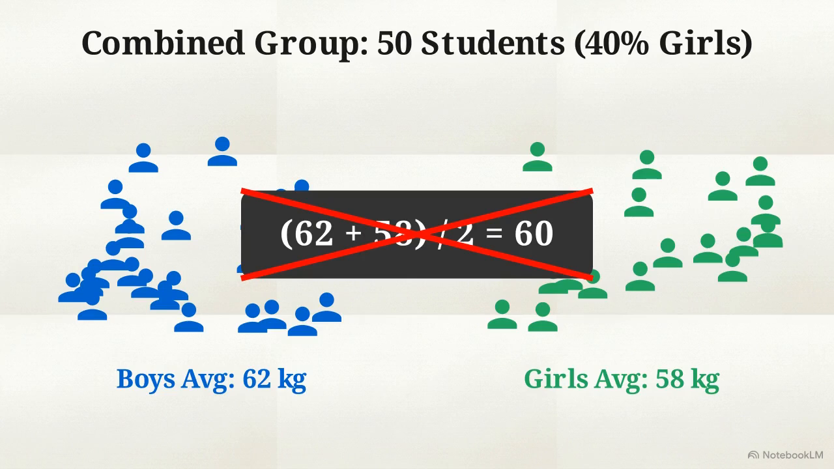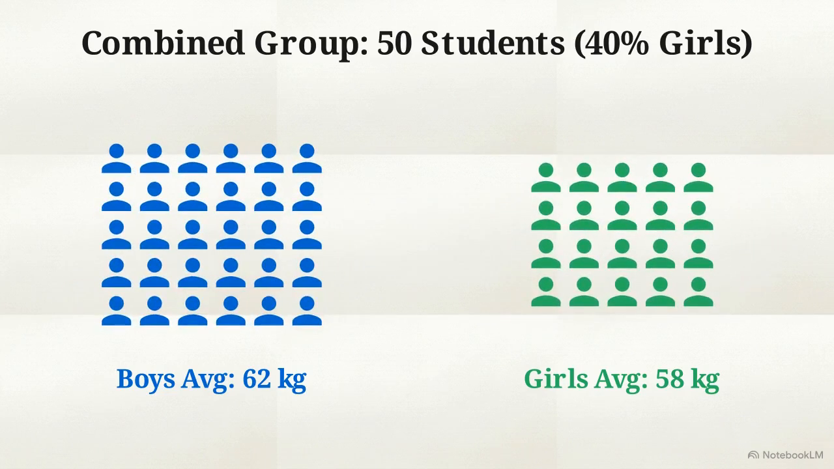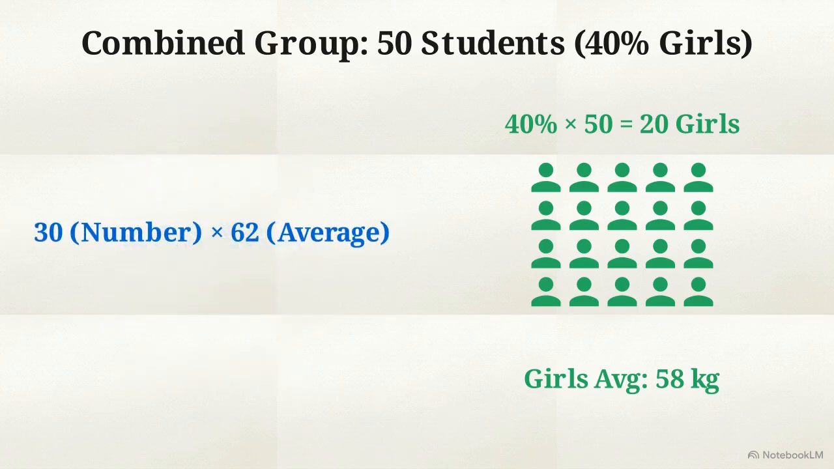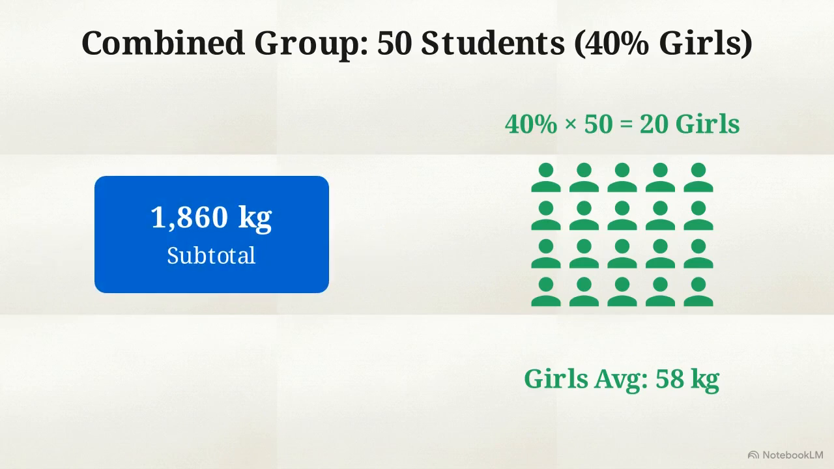Step 1 is defining the exact head counts. 40% of 50 total students gives us 20 girls, which means the remaining 30 students are boys. Now we apply our golden rule. We multiply the 30 boys by their average weight of 62. That uncovers the total underlying weight for the boys, 1,860 kilograms.